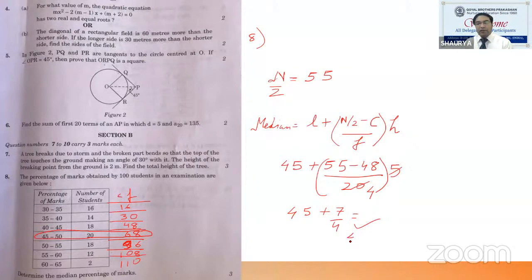It's 46 point, what will have 3075, something like that. Okay, so this is the answer for this question 8, 46.75. This is the median of the following data.